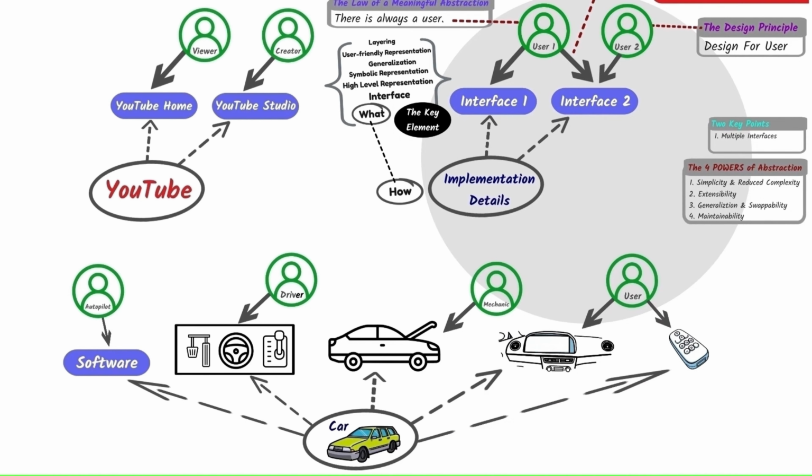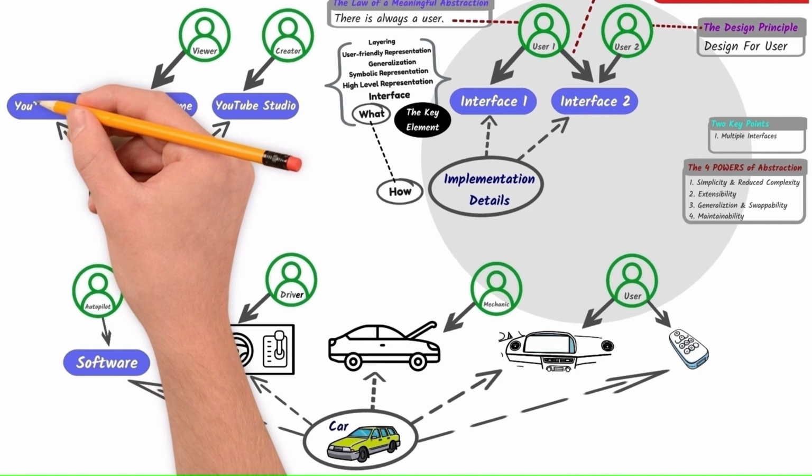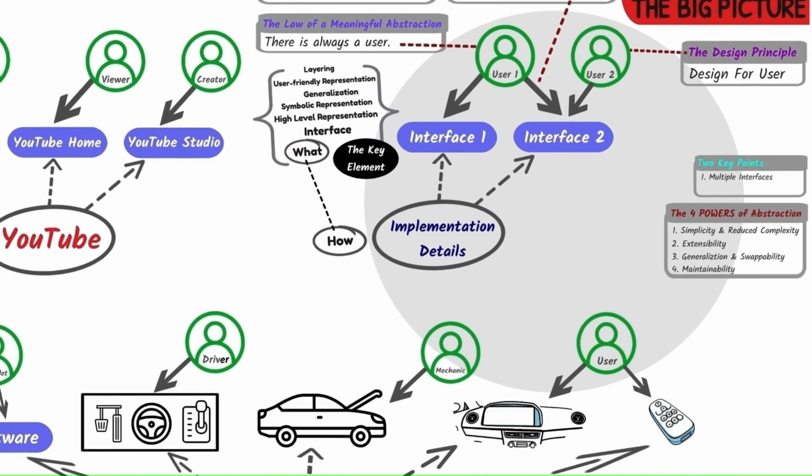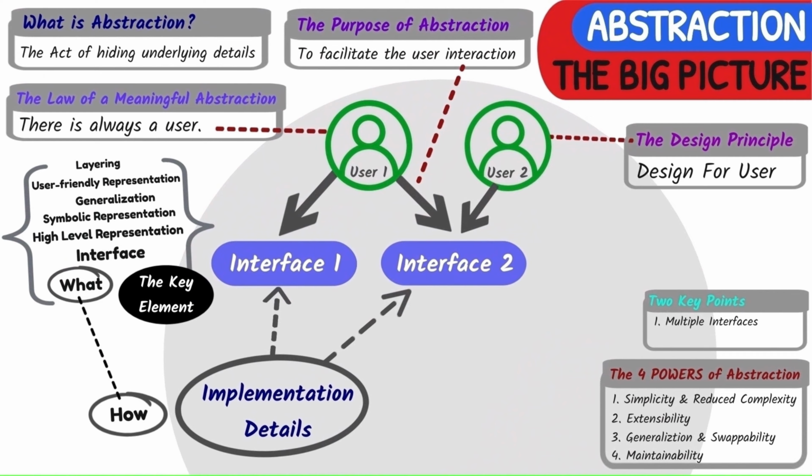Similarly, in our YouTube example, we had two interfaces, one for viewers and one for creators. In addition to these, suppose we want to integrate YouTube into one of our applications as developers. For that, we would use YouTube APIs in our app. All of these are different interfaces of the same entity, YouTube. In short, there can be multiple interfaces of an entity. And by the way, in many scenarios in programming, it's encouraged.